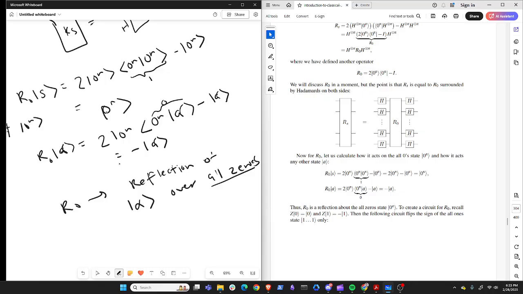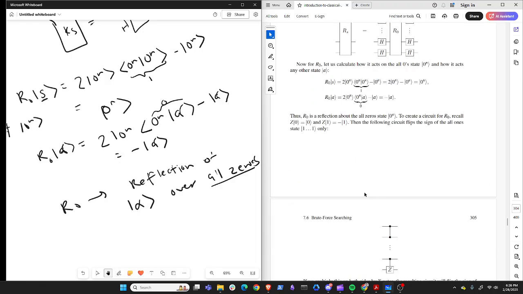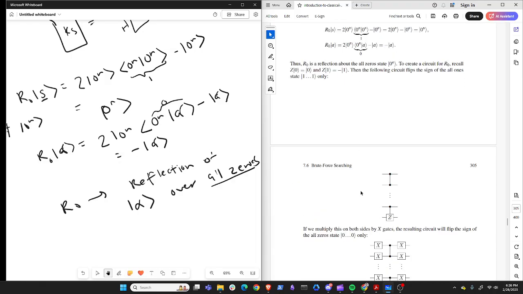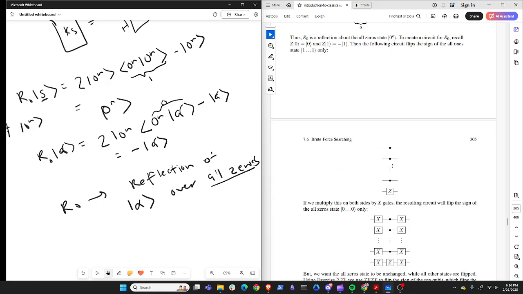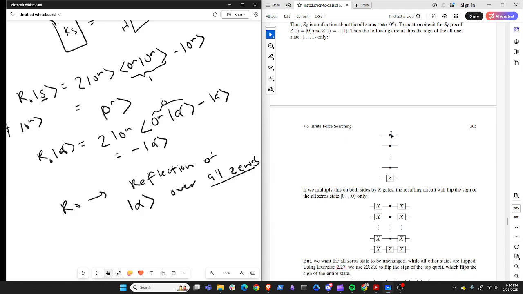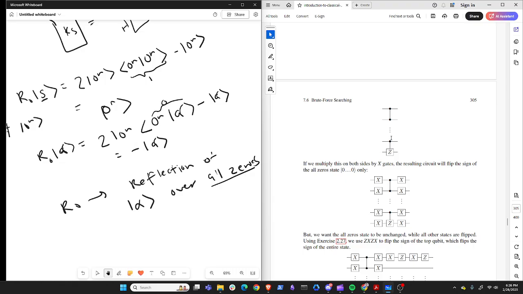Meanwhile, if we apply the same operator to S, being in this case all zeros, it just maintains all zeros. Very cool. So we can emulate the all zeros with Z gates, using controls.